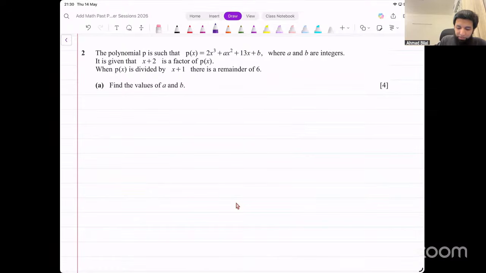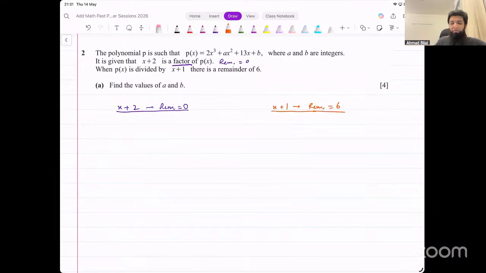We're given two pieces of information. One is that when this polynomial is divided by x plus 2, it's a factor. Factor means the remainder is going to be 0 in this case. And the second thing is when p of x is divided by x plus 1, the remainder is 6. So you'll just make two simultaneous equations from this using the remainder theorem and then solve those simultaneous equations to figure out the values of a and b. That's a standard question in polynomials, keeps getting repeated again and again.